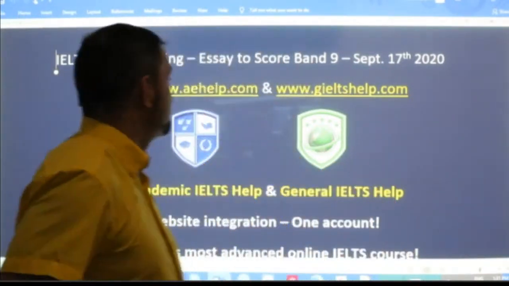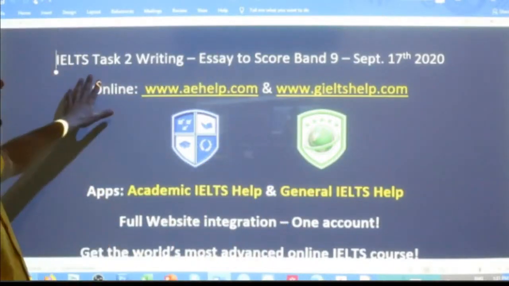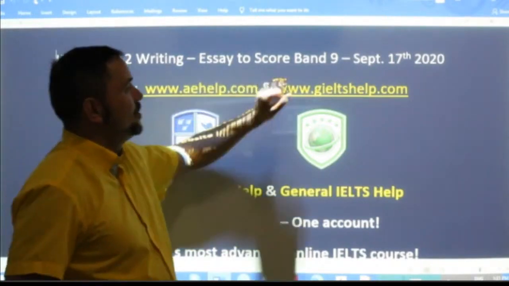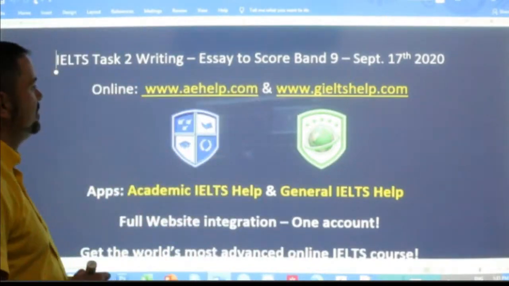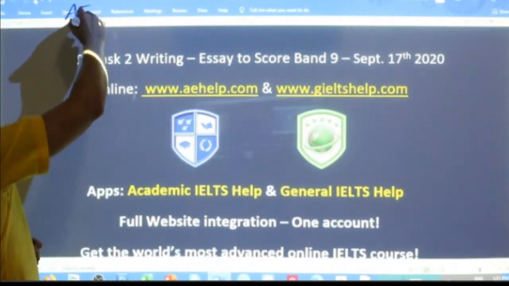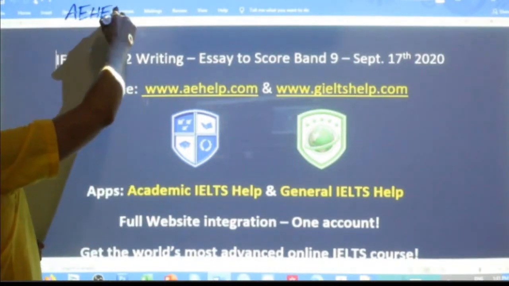In this class, we are looking at IELTS Task 2 writing, and we're looking to write an essay that scores band 9.